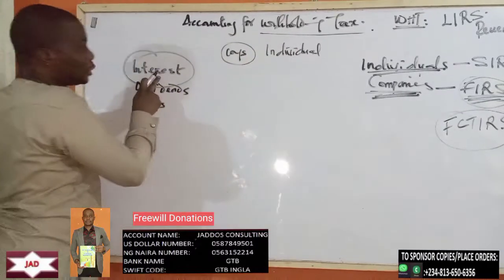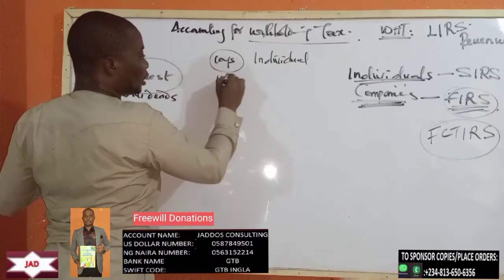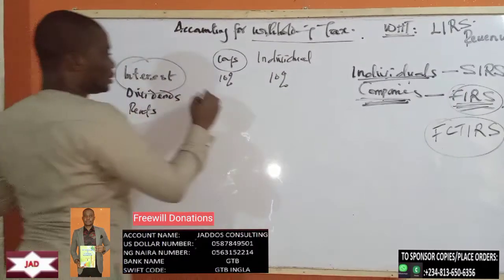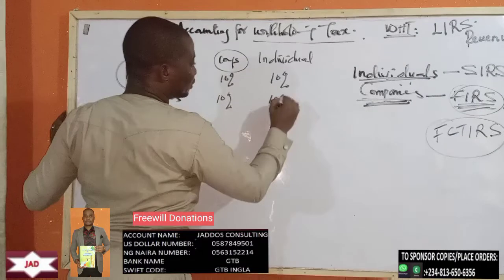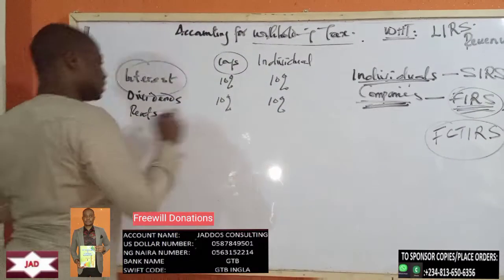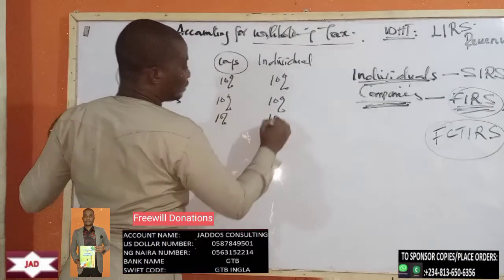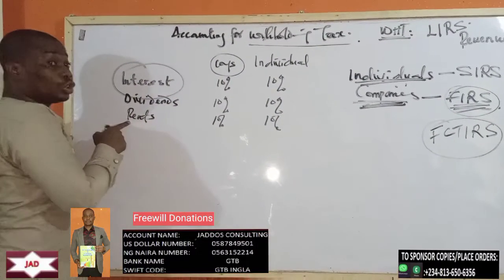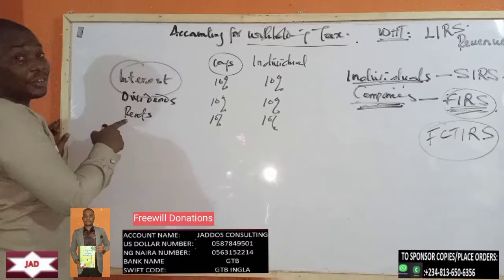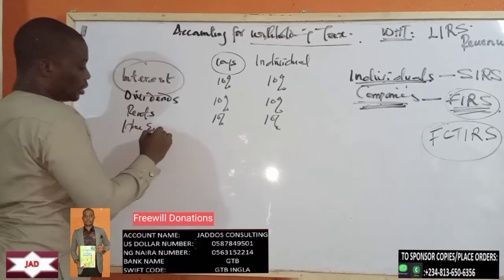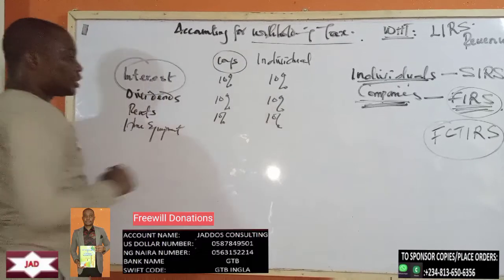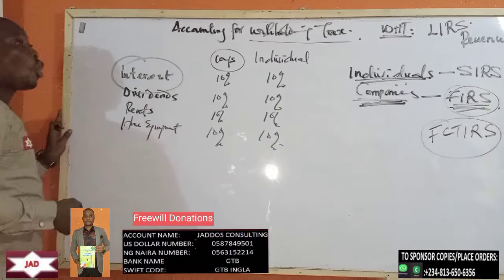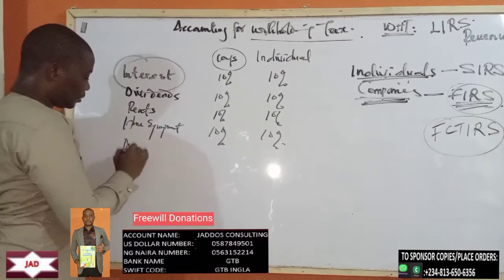So for interest, if it is for a company, it's 10%. Individual is 10%. For dividends, for companies, 10%. Individuals, 10%. For rents, companies 10%, individuals 10%. Okay? And then, of course, this rent also includes equipment hiring. So when you hire equipment, for instance, okay, withholding tax on it here is 10%, here is 10%.